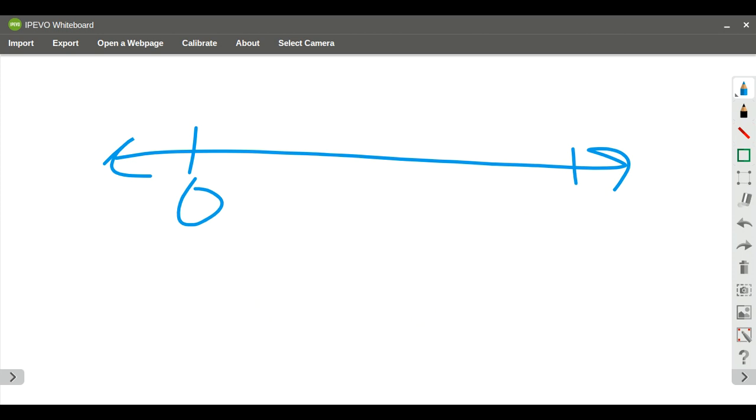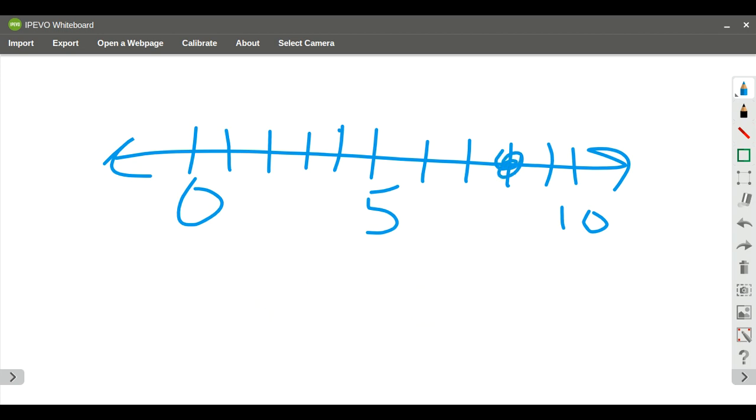so 0, 5, 10, and 1, 2, 3. Okay, so I'm going to do a closed circle, and I'm going to change it over to black to make it easier for you guys to see. My inequality symbol is going this way. Okay, so again, use a variable. It doesn't matter. This time I'm going to use E.